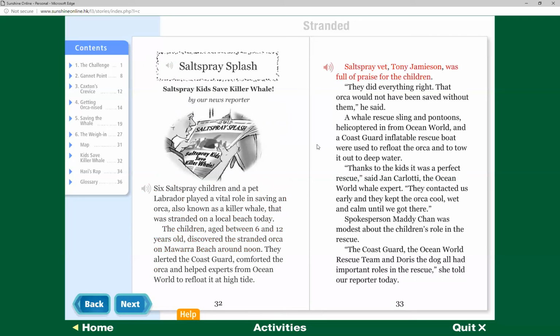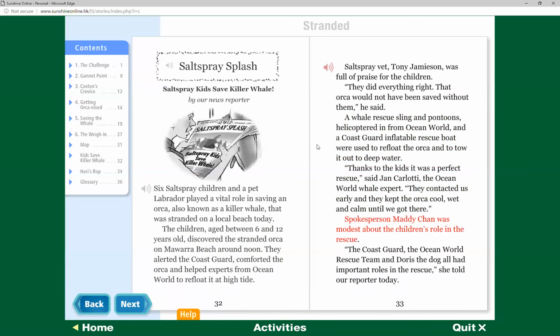Salt Spray vet Tony Jamison was full of praise for the children. "They did everything right. That orca would not have been saved without them," he said. A whale rescue sling and pontoons, helicoptered in from Ocean World, and a Coast Guard inflatable rescue boat were used to refloat the orca and to tow it out to deep water. "Thanks to the kids, it was a perfect rescue," said Jan Carlotti, the Ocean World whale expert. "They contacted us early, and they kept the orca cool, wet and calm until we got there."